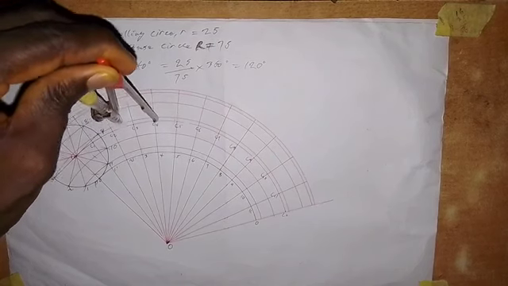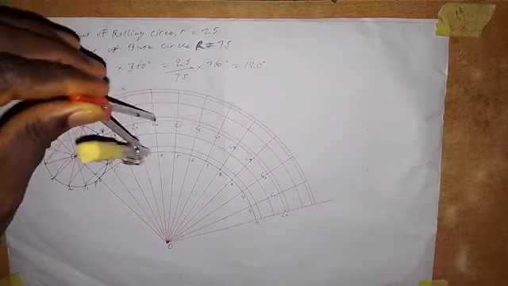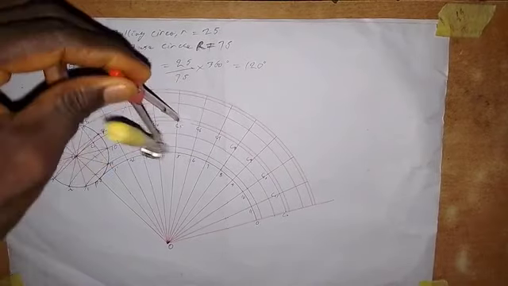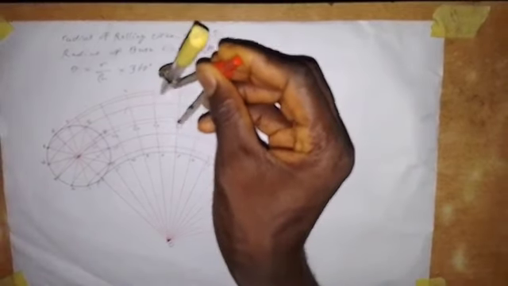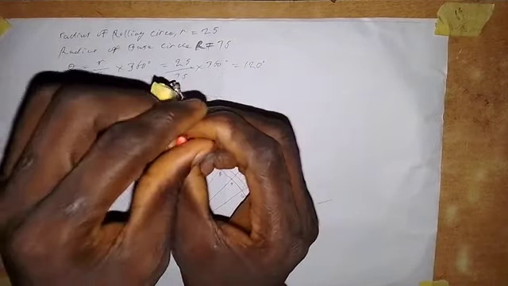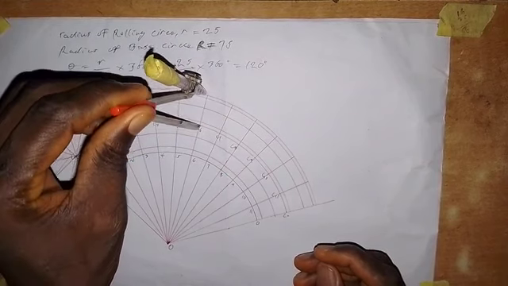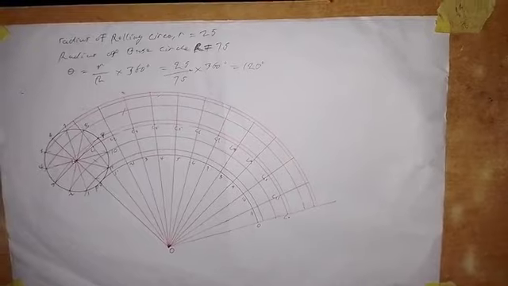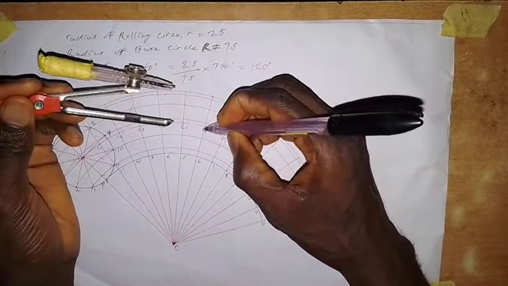Then we put on our center 4 and make an arc on arc 4. Then we put it on center 5, and we make an arc on arc 5 here. Then we put our center 6. By the time we put our center 6, it will be on this point here. Let's take note of that. The radius is 25 from here to here.